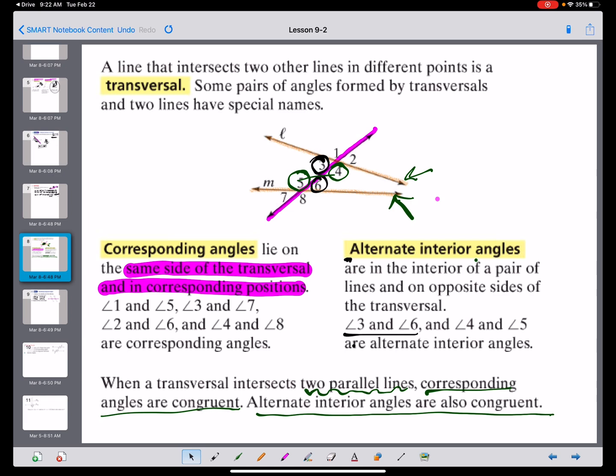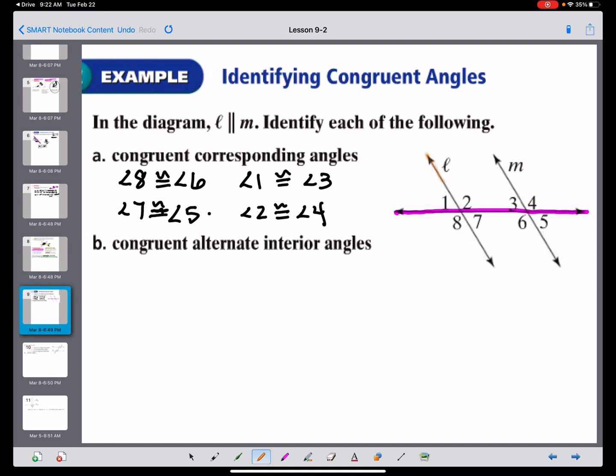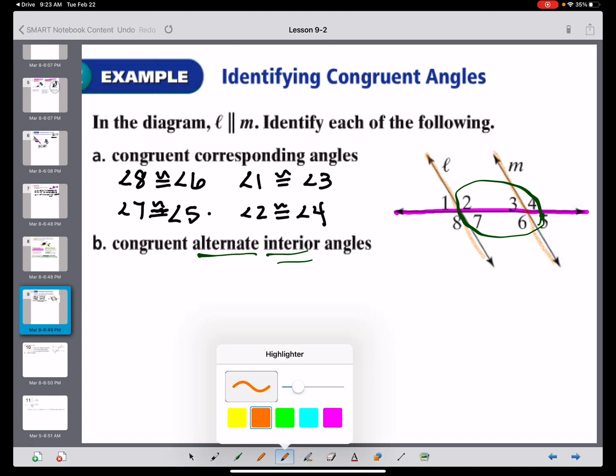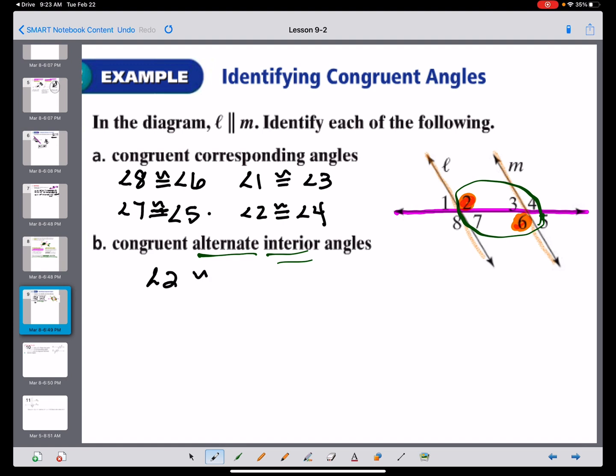So that being the case, let's make our lines orange again so that it's a little easier to tell. We're only dealing with these angles, 2, 3, 7, and 6, but they are alternate interior. Alternate interior would mean that they are on opposite sides. So I would say 2 and 6 are alternate interior. So angle 2 is congruent to angle 6. Angle 7 and angle 3 are also congruent and are also alternate interior angles.